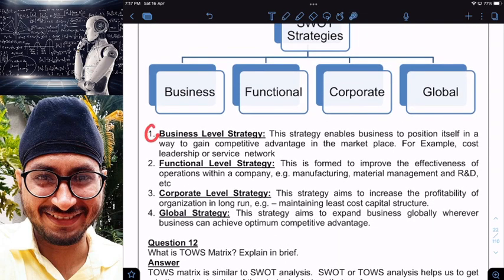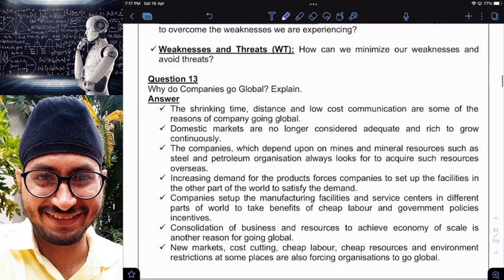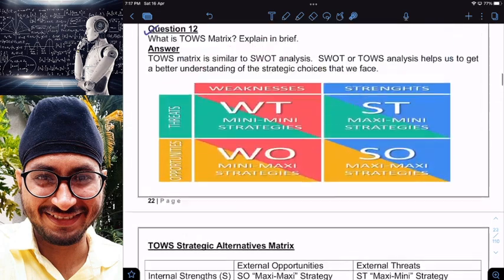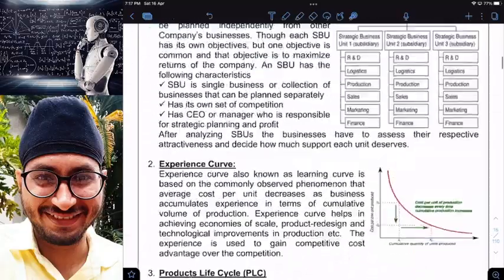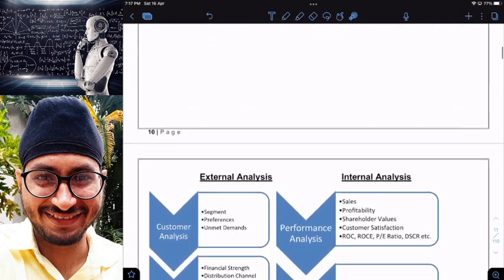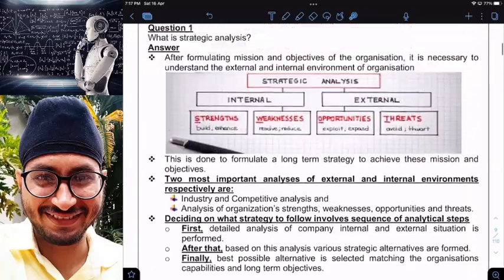This we have already covered, right? Business level, functional level, corporate level, global strategy. Then question number 12, TOWS matrix, we have done. Next, question number 13 we have is global companies. Like why do companies go global? Means why companies are nowadays becoming global companies, MNC companies. And here how many questions are pending? Framework of strategic analysis. Okay.